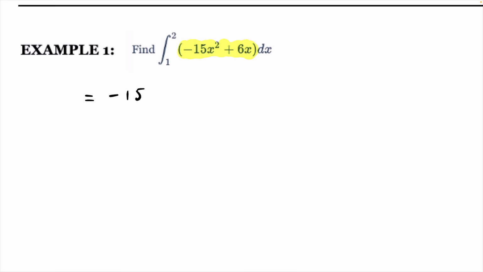add a power, divide by the new power, plus, do it again, 6x squared, divide by the new power. Don't need a plus c because we have bounds. So instead of a plus c, we're going to draw a line with the top bound and the bottom bound.